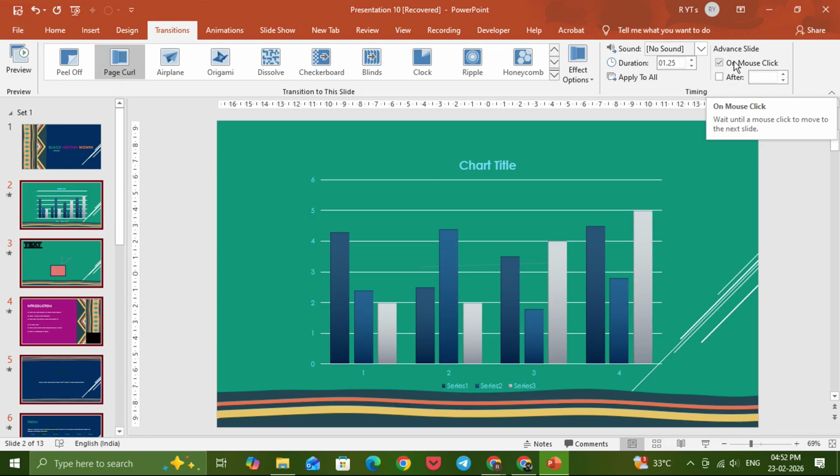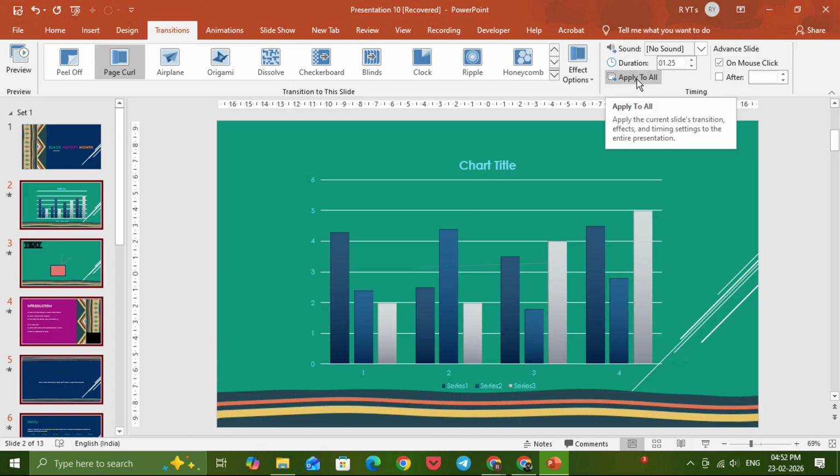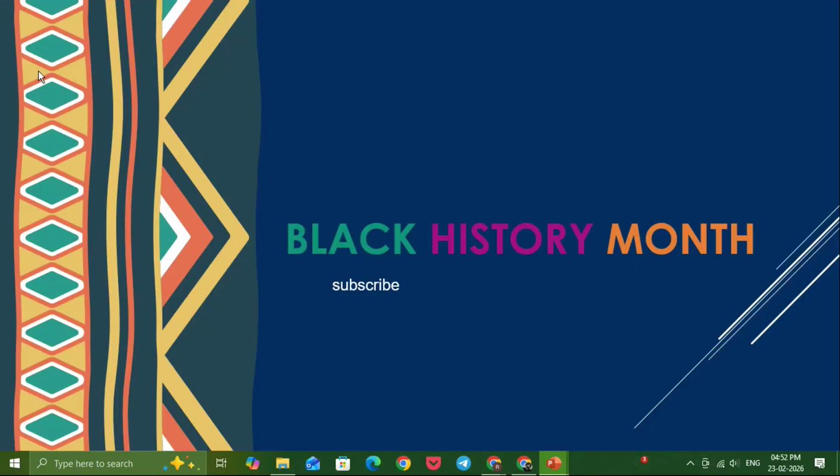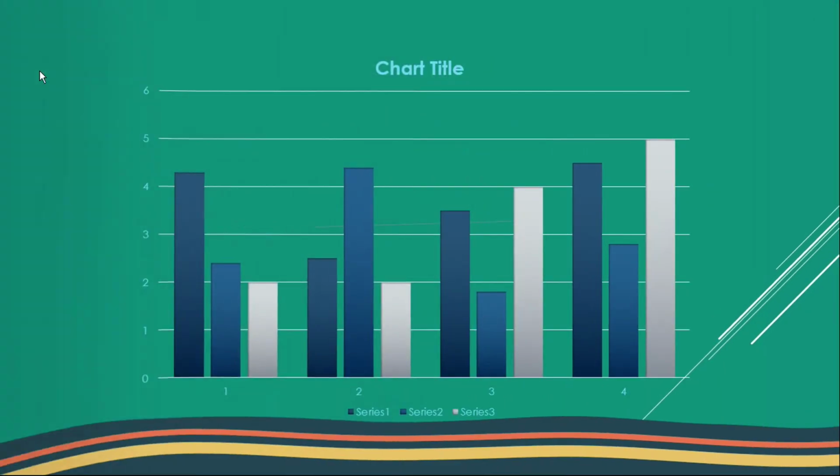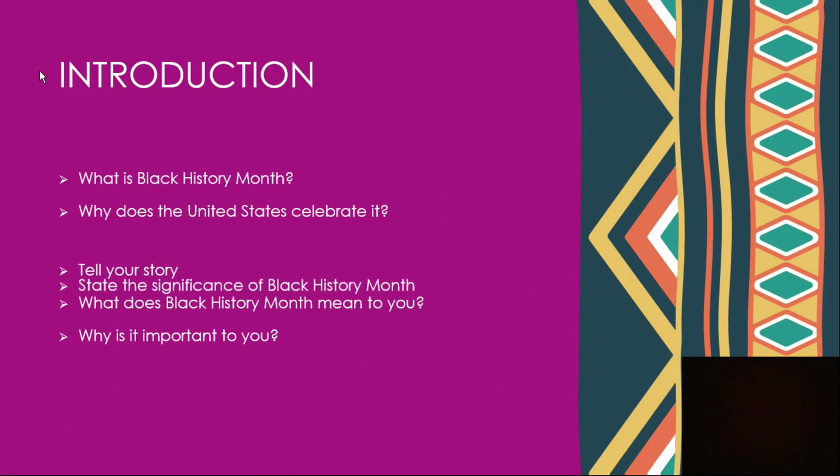If you want the same page flip animation applied to all slides in your presentation, simply click the Apply to All button in the Transitions tab. This saves you time and ensures consistency throughout your slideshow. Once you're done, click on the Slideshow tab and select From Beginning to preview your presentation. Watch how the slides flip smoothly from one to the next. If needed, go back and tweak the duration or settings until you're satisfied with the final result.